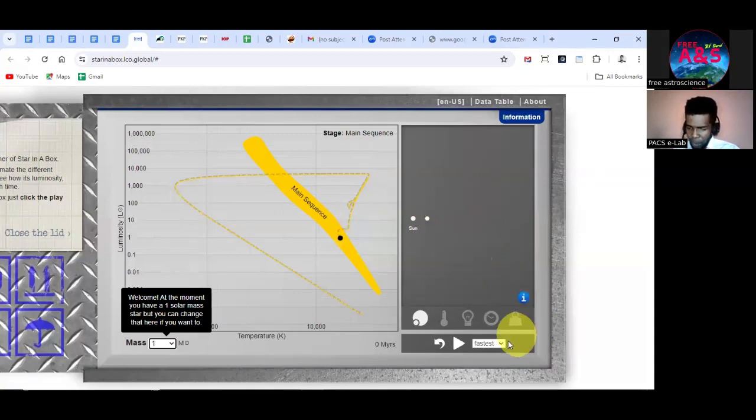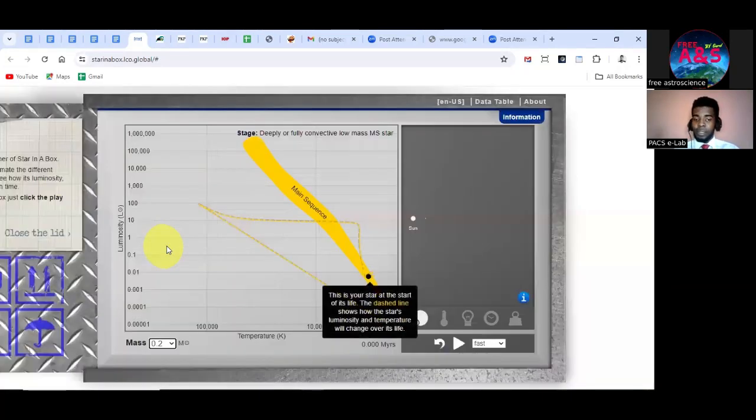So I want to change here. I want to make it fast, not too fast. Here is the sun, here is the star. I can change the size. I can change the mass. Remember, the lowest we can have here is 0.2. That is within the low mass star, remember? So let us see the life cycle of a low mass star, like those stars that are less than 0.6 of the mass of the sun. So let's see how it goes.